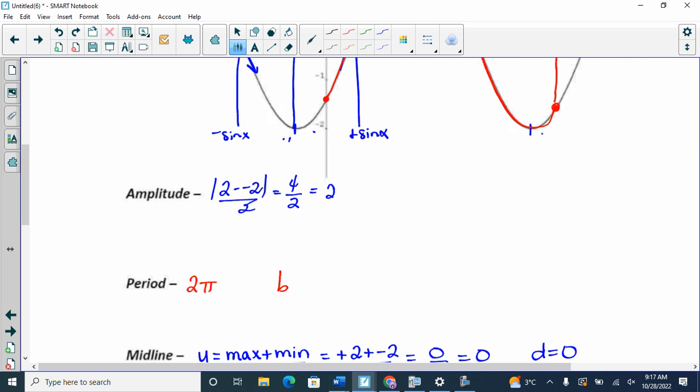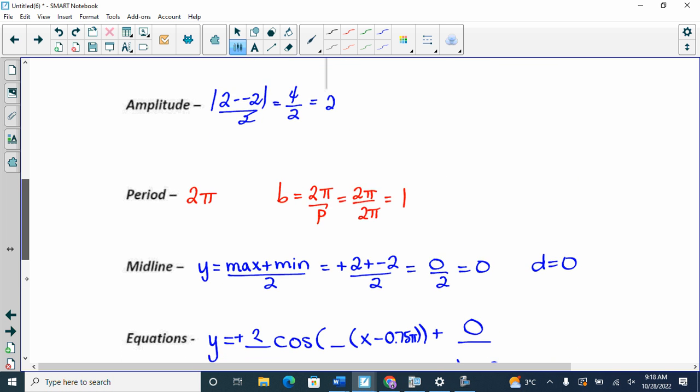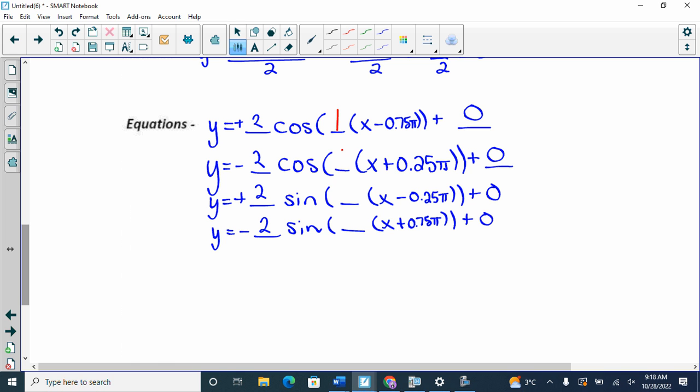Then B is going to be what? 1. B is always 1 if its period is 2 pi. There's no horizontal stretch, right? That's what your normal graph sits at. But we're going to prove a point. So it's 2 pi divided by P. So it's 2 pi divided by 2 pi, which is 1. Do I have to write the ones? No. But I'm proving a point. Okay, next one.